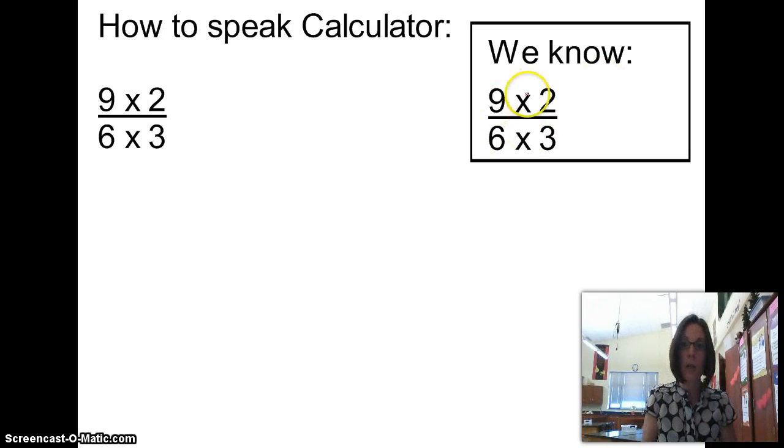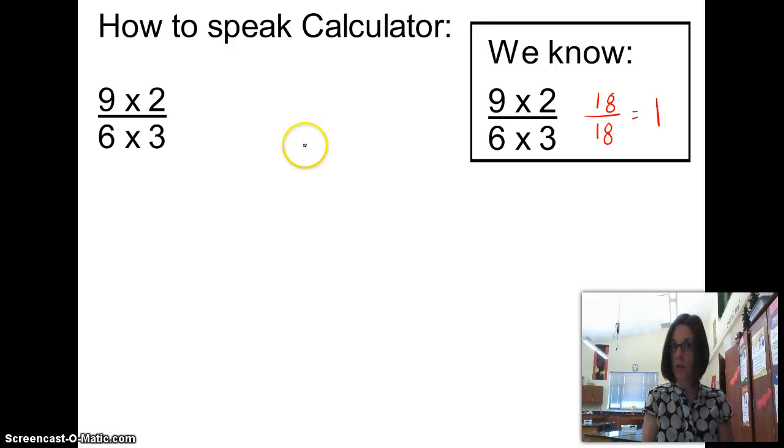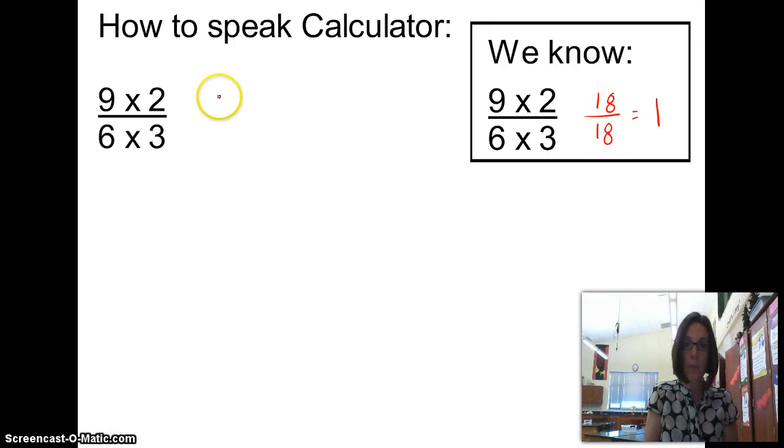We know by looking at this that 9 times 2 is 18, and 6 times 3 is 18, and anything divided by itself is just 1. So we know the value of this expression is 1. Now, we're going to try putting this into the calculator, and I call this how to speak calculator because we know it's 1. We have to see if we can get that into the calculator so that the calculator understands that it's 1. Most people want to put 9 times 2, and then they want to say divided by 6, and then the 6 is times 3, so they would do that.